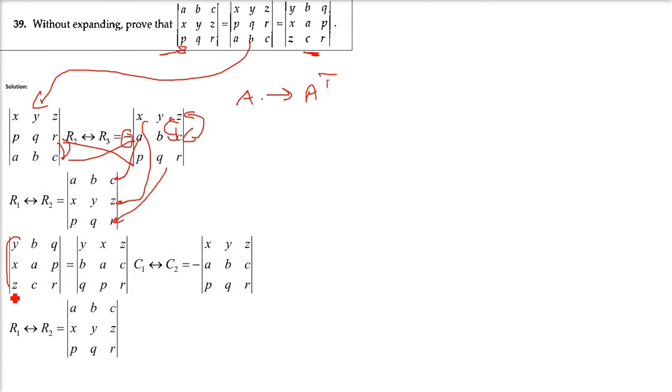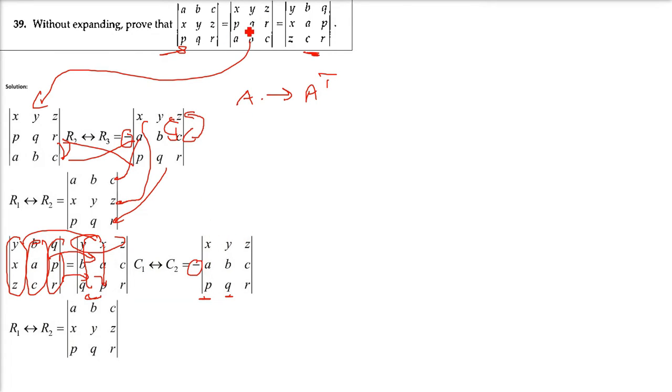So this y, x, z and b, a, c, q, p, r: the first column has to be made into a row, the second column to a row, and the third column to a row. So now this A transpose, we got this matrix, but still we need to change the columns. So we are changing column 1 and column 2, exchanging. So it will be negative. So you get x, y, z, a, b, c and p, q, r.